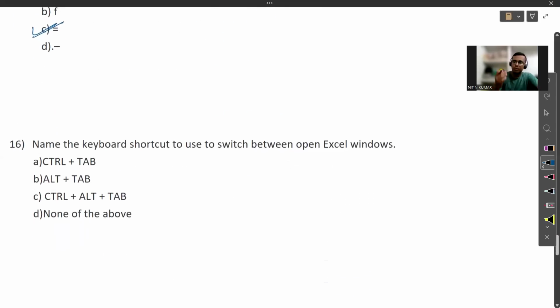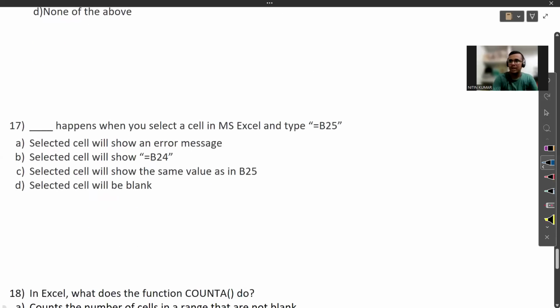Now the next problem says: name the keyboard shortcut used to switch between open Excel windows. Whenever you have to switch between open Excel windows, use Control plus Tab. We are used to this in general terms also. While you are operating with Chrome or any other browser, Control plus Tab helps you switch between the tabs. Alt plus Tab switches between the applications currently running behind, but Control plus Tab helps you switch between windows within an application. You will remember these things if you are used to them.